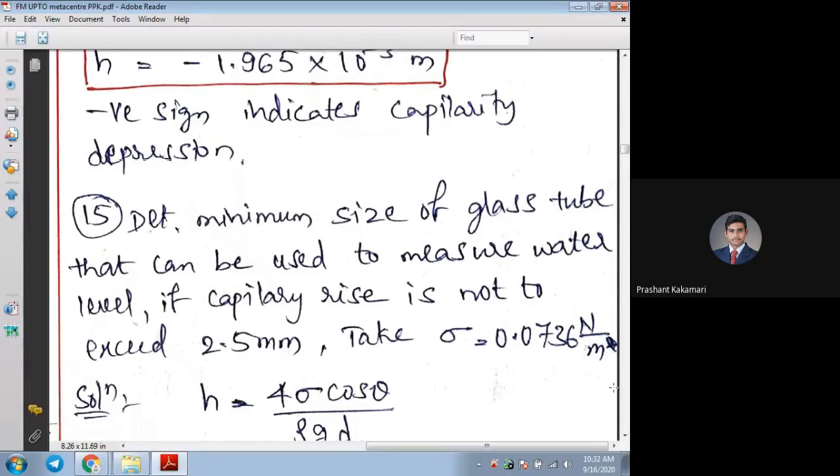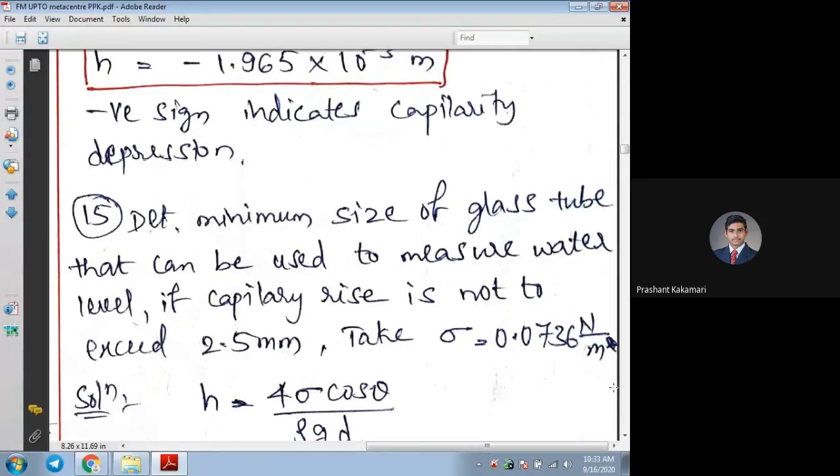Next problem is again on capillarity. Determine minimum size of the glass tube. See here they are asking what is the diameter of the glass tube required now to have the capillary rise. Determine the minimum diameter of the glass tube that can be used to measure water level if capillary rise is not to exceed 2.5 mm. Which value is given in the problem? That it should not cross the capillary rise by 2.5 mm means the h value is given as 2.5 mm.